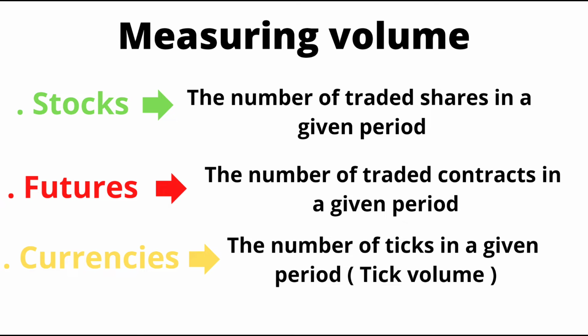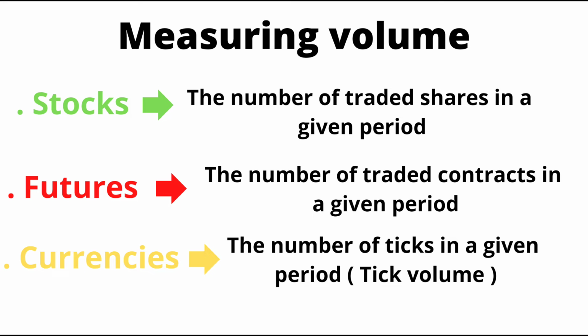And if we talk about currencies, volume is measured by the number of ticks in a given period. A tick is simply the minimum price change, so tick volume is nothing more than the number of times that a currency has produced the minimum possible price change within a given period.